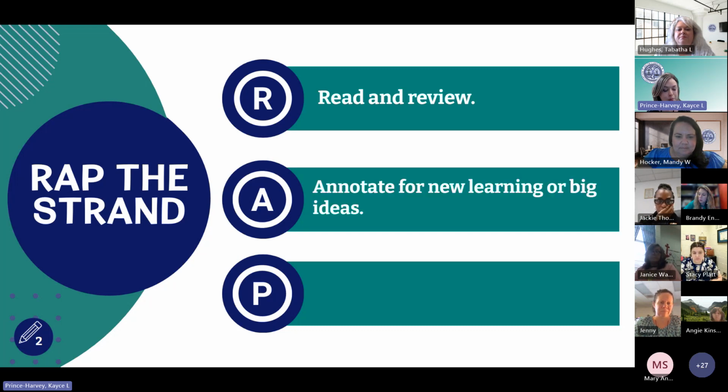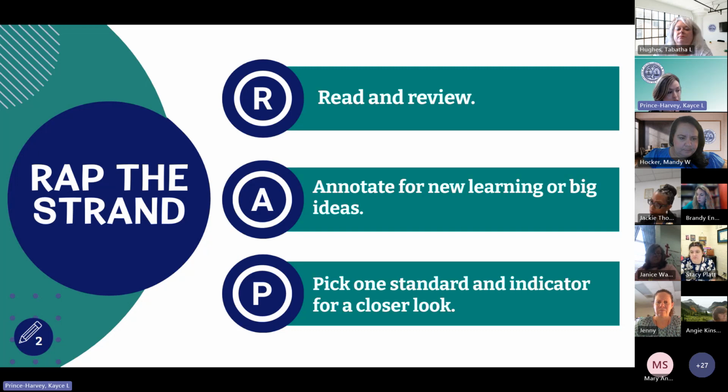But as you're doing that, try and annotate for any new learning or big ideas. So what do you see there that might be different from what you may have seen in 2015? What is something that's a big idea that really stands out to you or might align with what you're already doing? So any sort of new learning or big ideas.